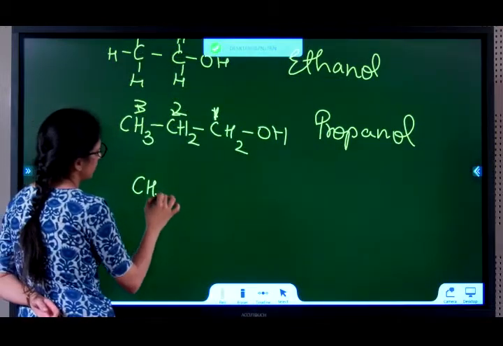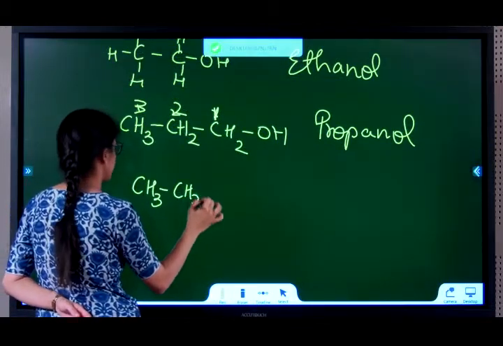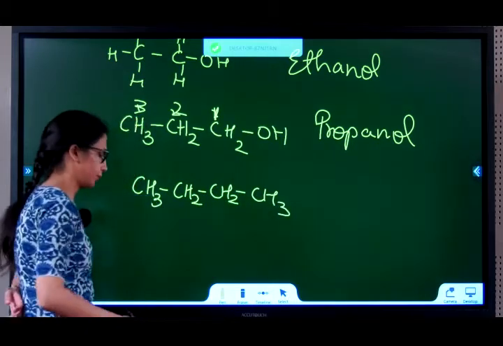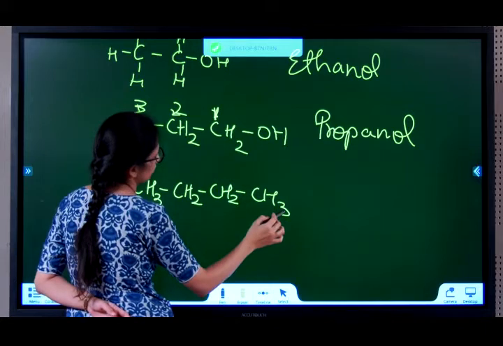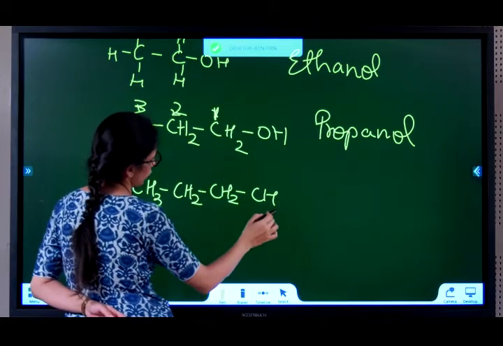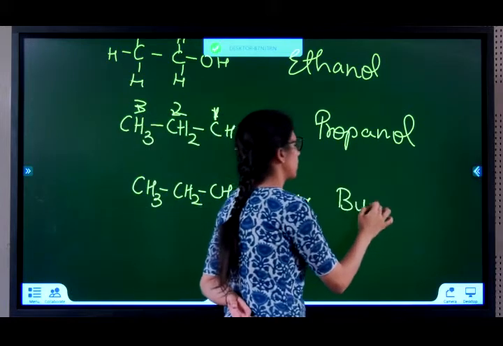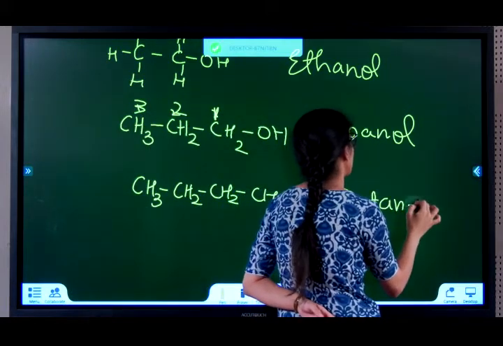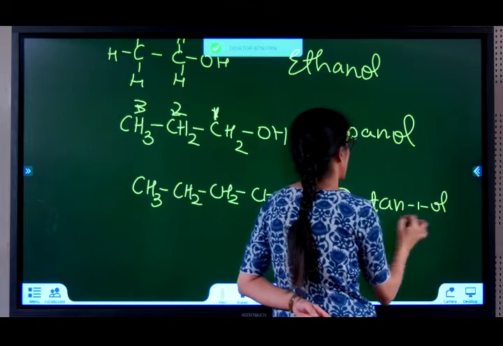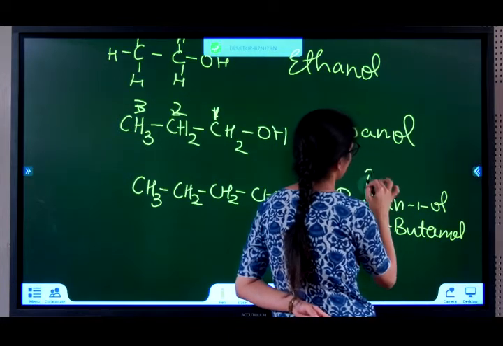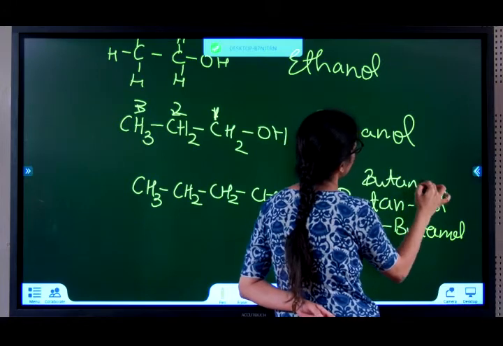Next, CH3, CH2, CH2, CH3, butane, remove the H, so it becomes CH2, OH. Butanol or butane 1-ol, 1-butanol or just butanol. If you don't mention any number, it means it's at position 1.